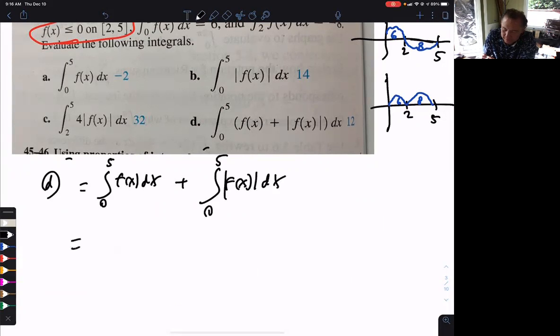Well, here's the good news. You already figured these out. 0 to 5 is negative 2. So this one's negative 2. And you figured out the absolute value is 14. So that one's 14. So you get the answer of 12.